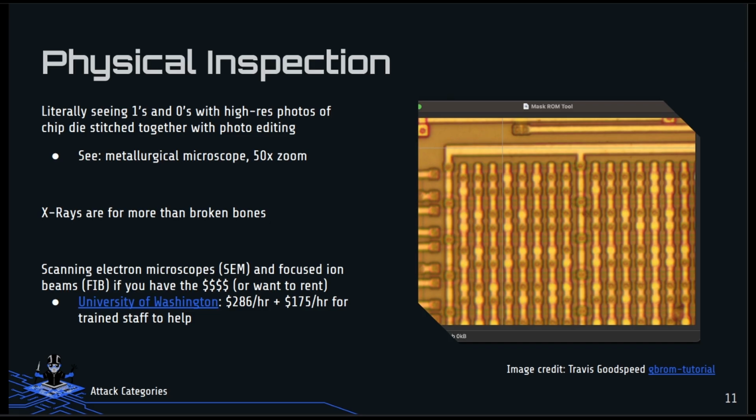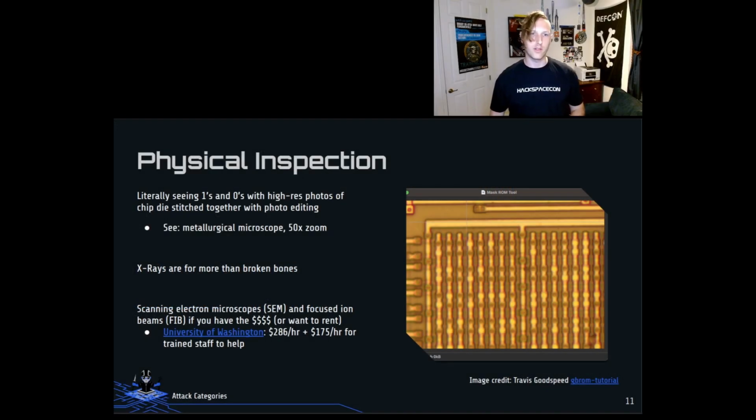Physical inspection is literally seeing ones and zeros with high-res photos. This is really cool, and this image is using a metallurgical microscope at only 50 times zoom to look at a Game Boy ROM. And you can use X-rays. There are a few different technologies and resources available to use different imaging technologies to look at the silicon. And scanning electron microscopes and focused ion beams are some of the more cutting edge ways to do this.